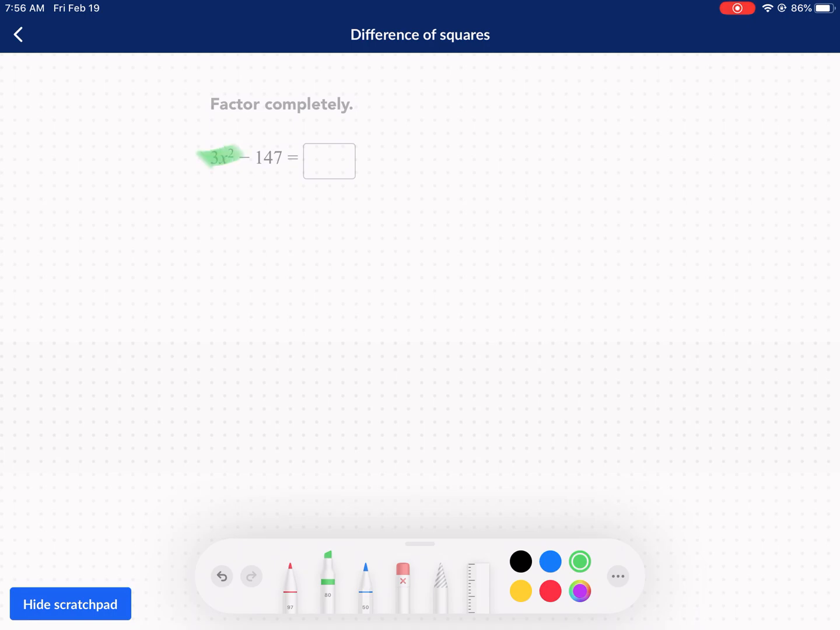Okay, we recognize something's amiss. That's not a perfect square. We need to know if 147 is divisible by 3 because that would be the only common factor, and it is. Otherwise, this problem would not be factorable. So we're going to take out a 3. That's our GCF. There's another GCF problem. And we're left with x squared minus 49.